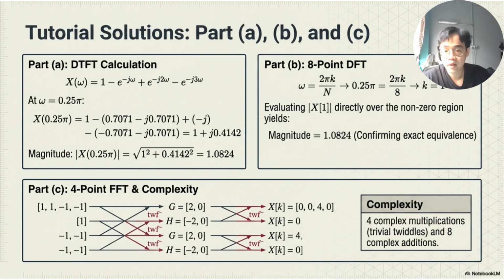For part C, we compute the 4-point FFT using the DIT butterfly structure. Firstly, we split our input into even-indexed samples, 1 and 1, and odd-indexed samples, -1 and -1. In stage 1, we perform 2-point DFTs. The even DFT G[k] uses 2 and 0, and the odd DFT H[k] uses -2 and 0. In stage 2, we combine them using the twiddle factors W4^0 equal to 1 and W4^1 equal to -j. This combination yields our final 4-point frequency domain vector X[k] equal to 0, 0. The computational complexity for this 4-point radix-2 transform is exactly 4 complex multiplications and 8 additions.